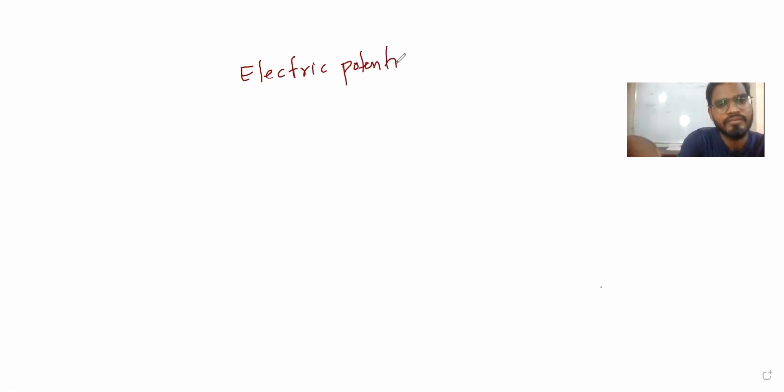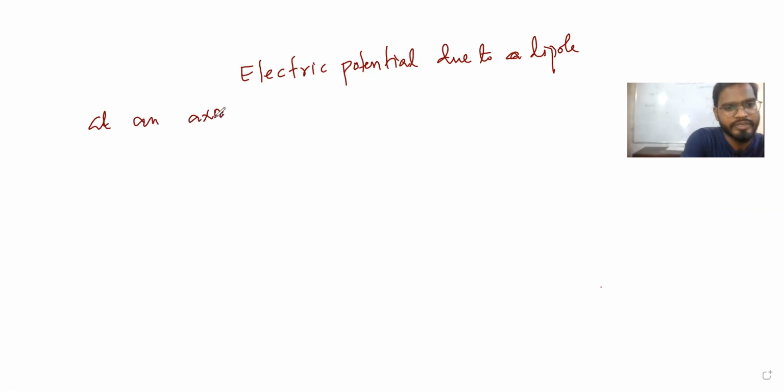Let's see again. Small derivations generally they don't ask, but it is there in NCERT. You have to do it fine. So, electric potential due to a dipole at an axial point. Right? Fine. So at an axial point we want to find the potential due to a dipole.